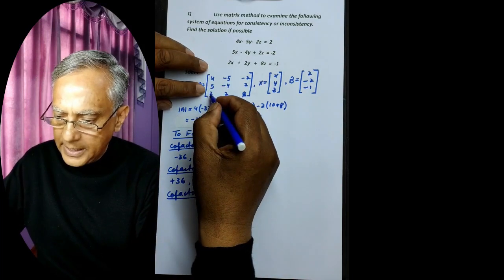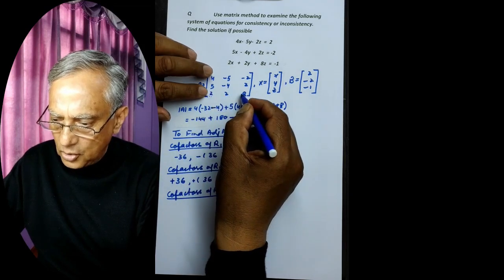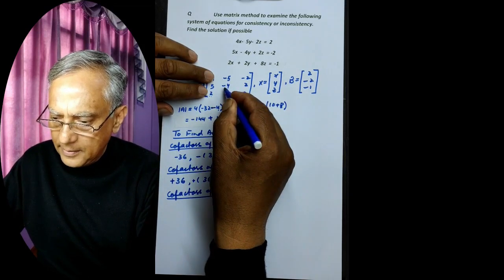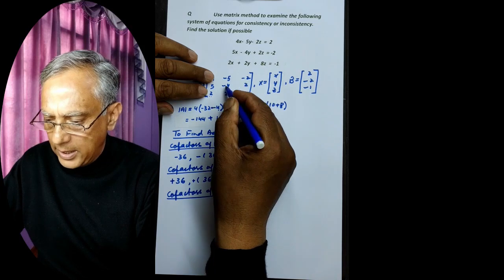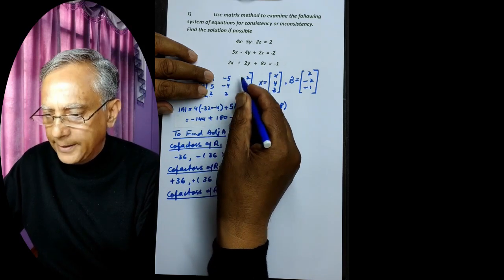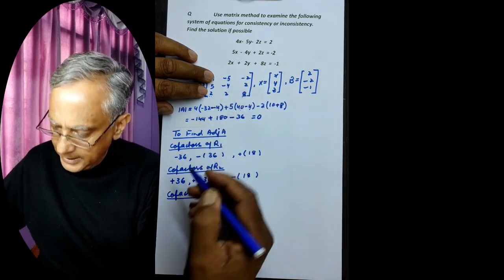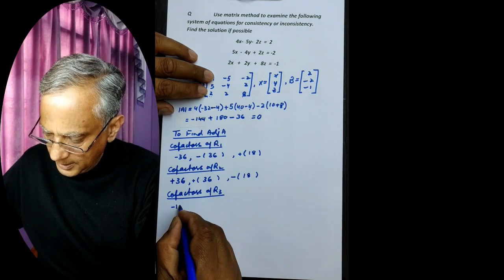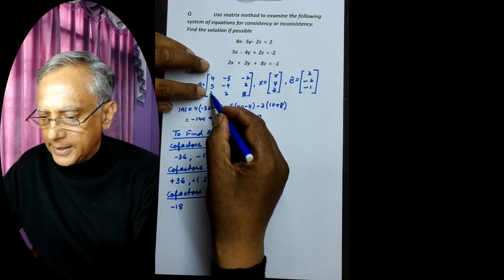Third row. First entry is this. This is gone, this is gone. -10 minus 8. -10 minus 8 is -18. And place of this entry.